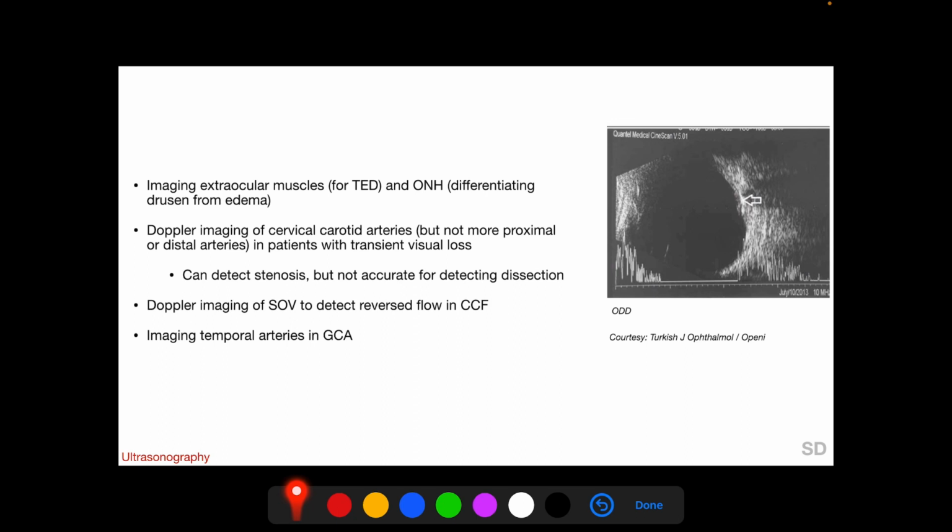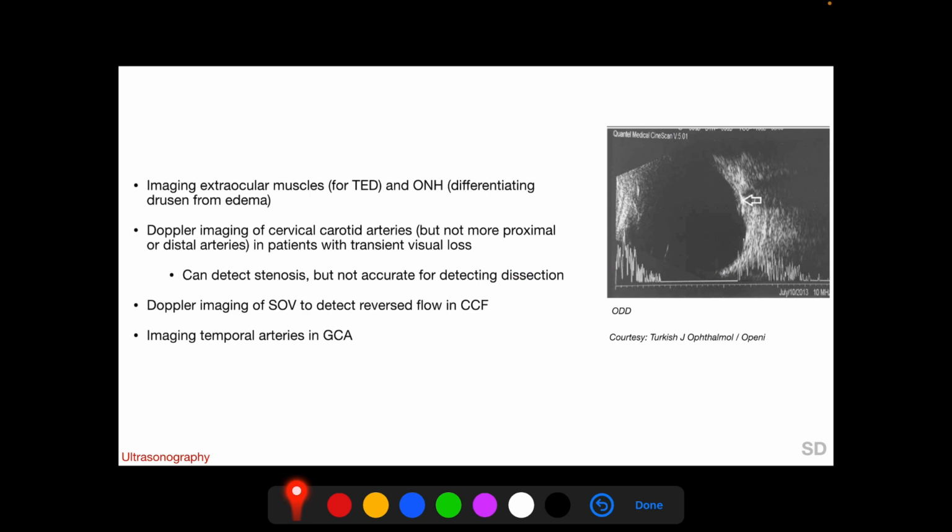Ultrasound technology is also used for Doppler imaging of cervical carotid arteries, but arteries more proximal or more distal than the cervical carotid arteries cannot be imaged with ultrasonography, and this is important in patients with TVL, transient visual loss, which we will be discussing in a separate presentation altogether. So this Doppler imaging can detect stenosis, but it is not said to be accurate for detecting dissection.